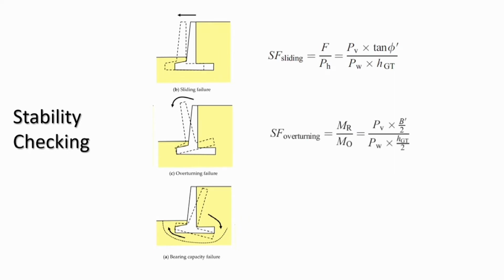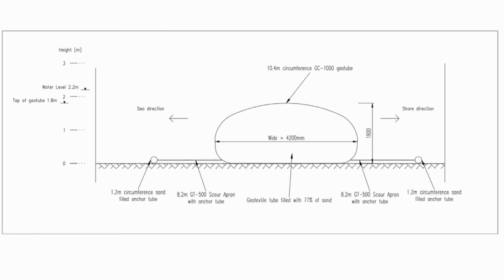Stability checking is essential, especially for a retaining structure like a geotube. Stability checking consists of sliding, overturning, and bearing capacity. For the stability checking of the geotextile tube, the calculation is almost similar to that of a typical retaining structure, such as a retaining wall. Therefore, the stability checking for this geotextile tube achieved satisfaction with enough safety factors of sliding, overturning, and bearing capacity. This is an engineering drawing of the geotextile tube. All the details of the geotextile tube are stated in this drawing.